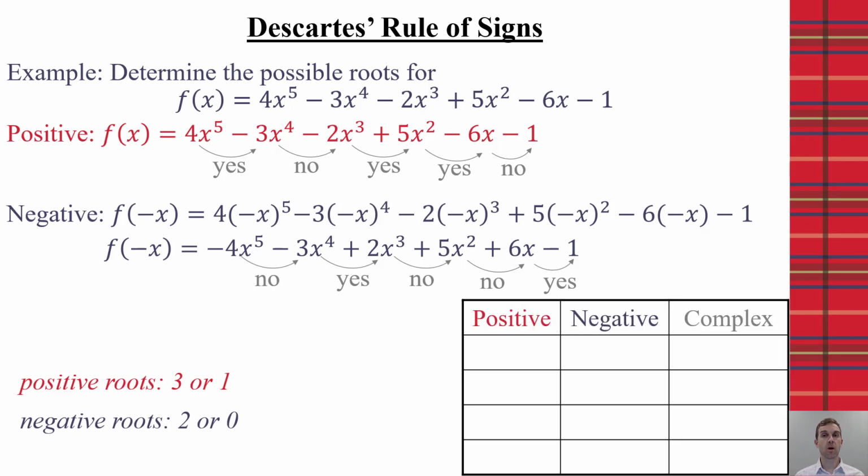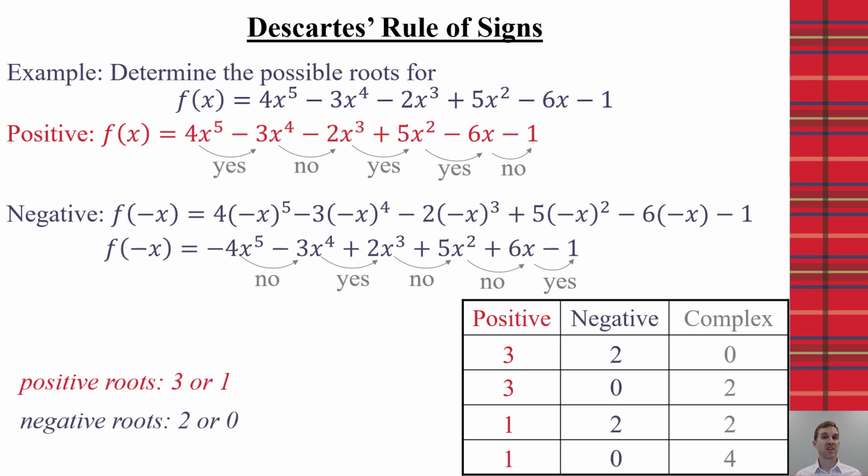So let's look at what the possibilities are. What's the most that could be done? I could have 3 positive and 2 negative, which means there would be 0 complex because my index is a 5. Now I could also have 3 positive and 0 negative roots, which means there have to be 2 complex roots. Or I could have 1 positive and 2 negative, which means there have to be 2 complex roots, or 1 positive and 0 negative, which means there have to be 4 complex roots.